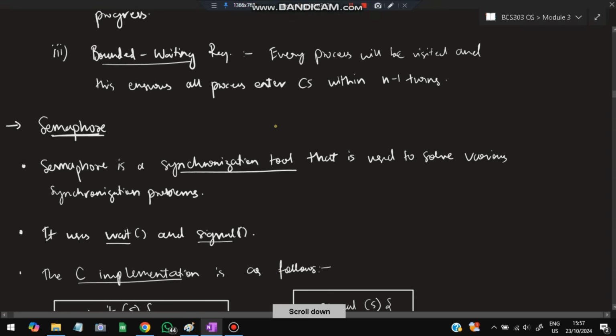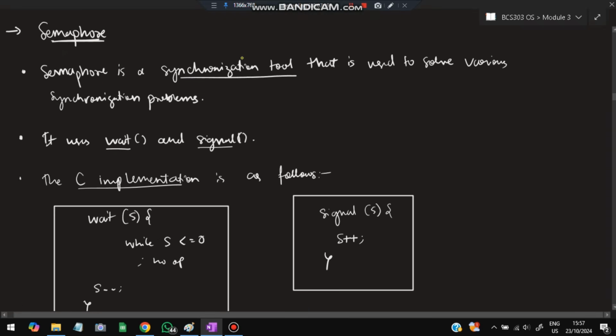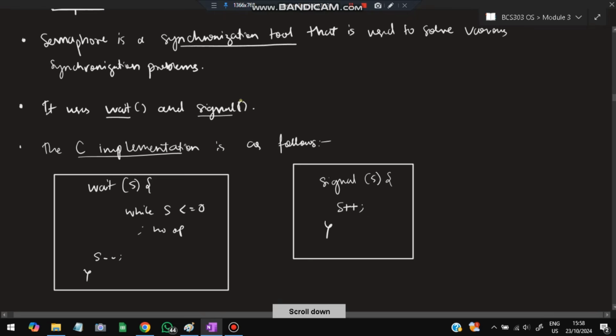Moving on, we have Semaphore. What is Semaphore? It is a synchronization tool that is used to solve various synchronization problems. There are many problems in synchronization, so we use Semaphore to solve those problems. Before discussing the problems, let's look at the functions Semaphore has. Semaphore has two functions: wait and signal. Whenever a process requests some resource, it will call the wait function, to wait until the resource is free.